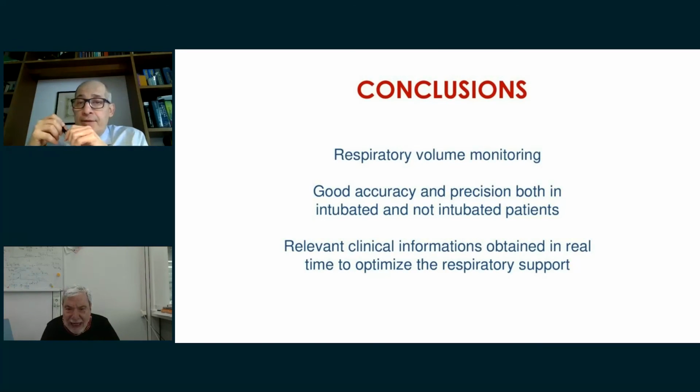What is the point of knowing the inspiratory effort? We already spoke about that. Is calibration required for monitoring? No, there is no need for calibration.